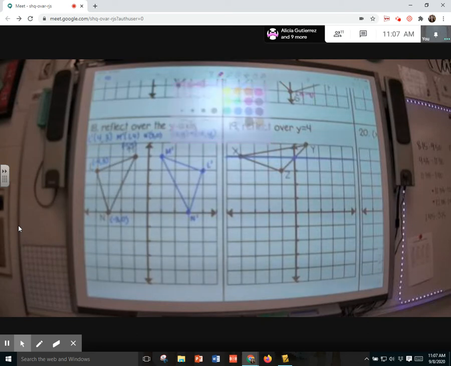So x is on that line of reflection. So my x prime just stays on the line of reflection. Y is 1 above, y prime will be 1 below the line of reflection. Then z is 1 below, z prime will be 1 above. So basically they stay on the same x value, their y values is what's changing.